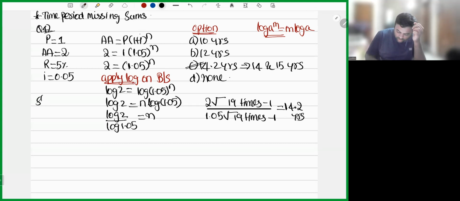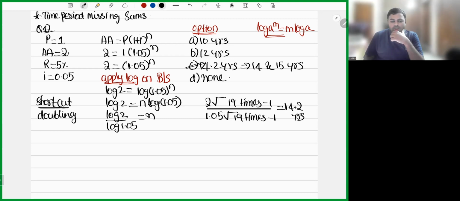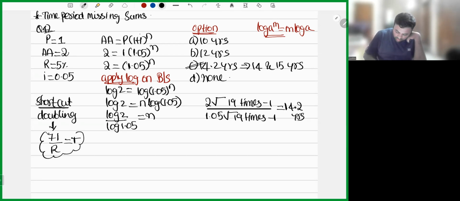What I'll tell you, this shortcut can be applied only when it is doubling. If not, you can't apply this shortcut. Answer will be simply 71 divided by R equals T. You can apply it for any doubling. This is called the thumb rule of 71.